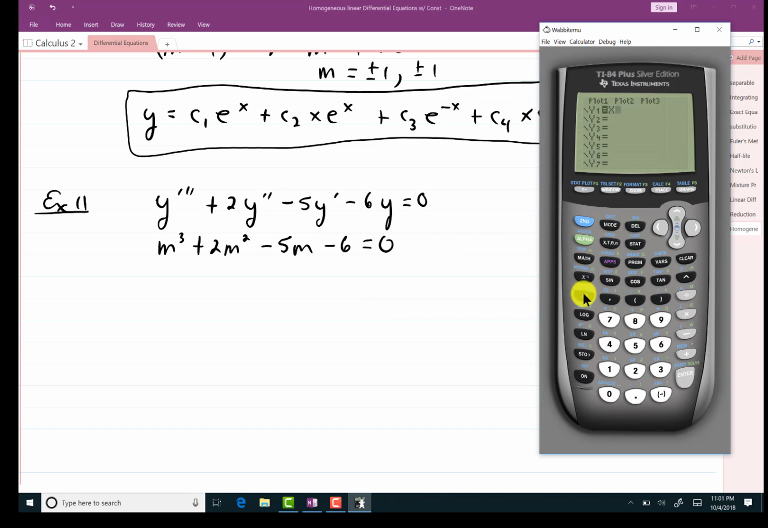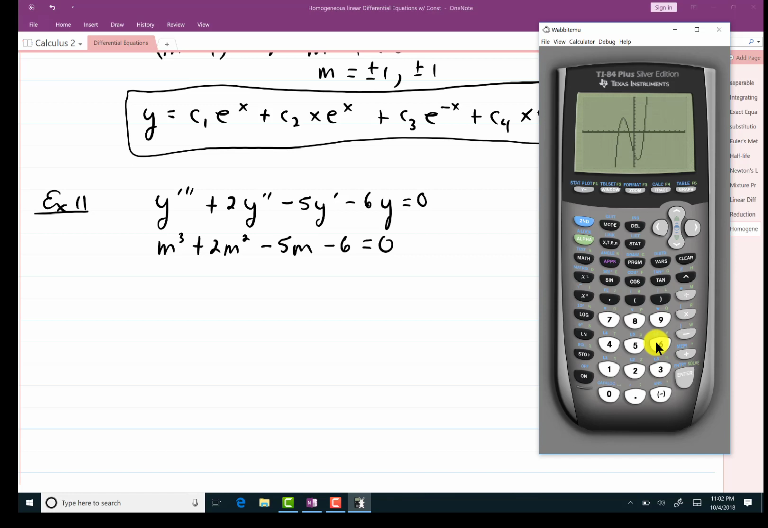So we'll do x cubed. On these calculators, when you hit the caret key, it takes you up a notch. You have to use the arrow key to bring you back down to the same level as the x. So we'll have plus 2x squared minus 5x minus 6. Now what I always do is zoom and then 6. It sets a standard viewing screen.